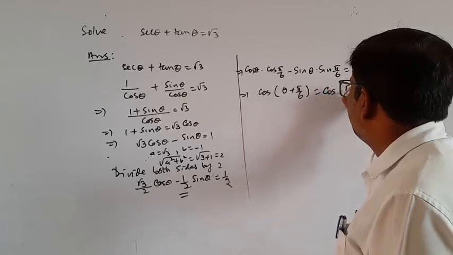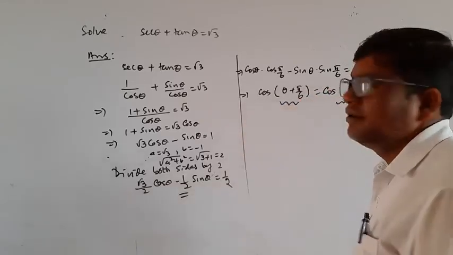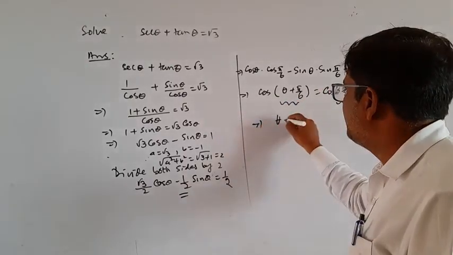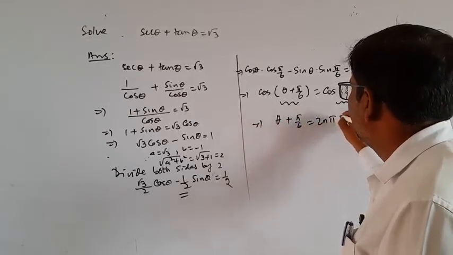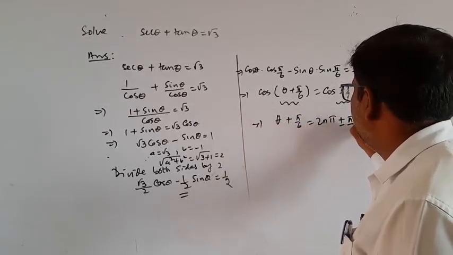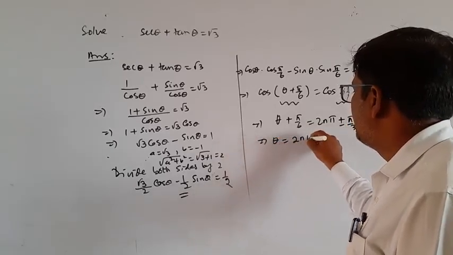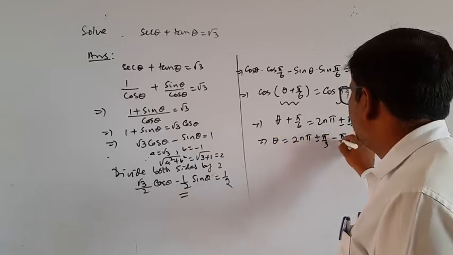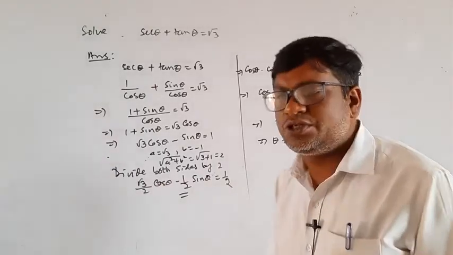Cos pi by 3. So the formula is cos x is equal to cos alpha, so x is equal to 2n pi plus or minus alpha. Theta plus pi by 6 is equal to 2n pi plus or minus pi by 3, and theta is equal to 2n pi plus or minus pi by 3 minus pi by 6. N belongs to Z. This is the solution.